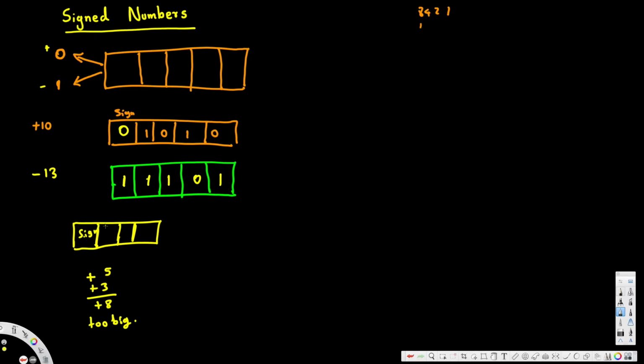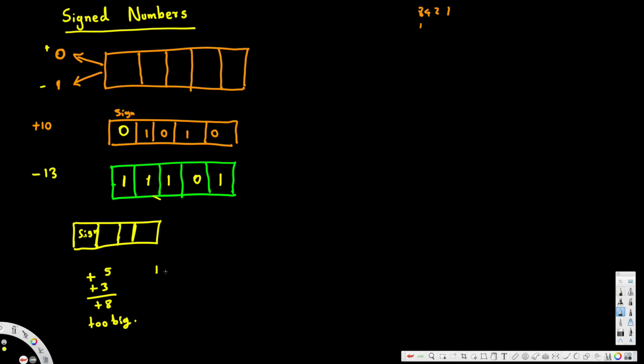If it's 4, the maximum number is 16. Actually, the maximum number, if it's 4, 8, 4 is 12, 12 plus 2 is 14, 14 plus 1 is 15. So 15 is the maximum we can have, not 16. For this one, this is 4 plus 2, that is 6, 6 plus 1, 7. 7 is the maximum value we can have. 8 is too big.